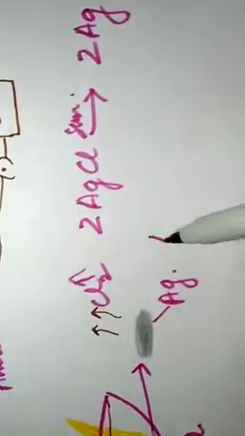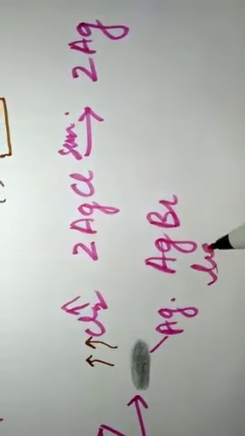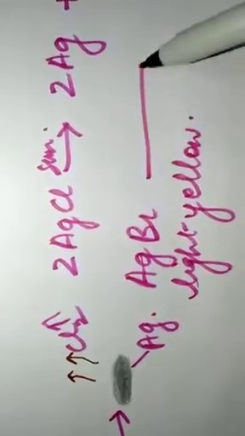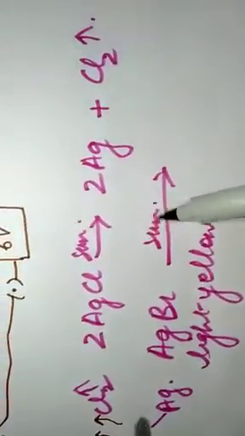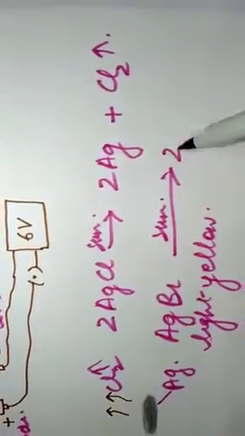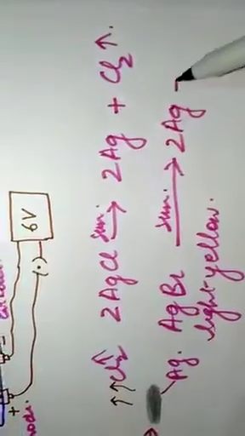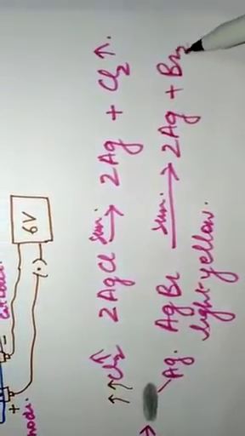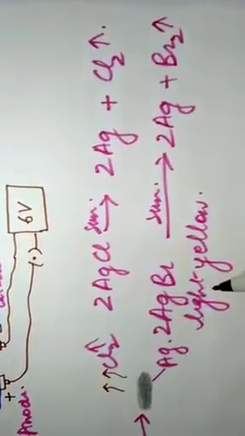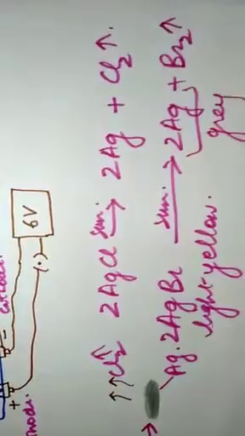Then another reaction is AgBr, silver bromide. This is light yellow in color, and if we keep it in sunlight, again it decomposes into silver and bromine gas, Ag plus Br2. Bromine gas is evolved, and this light yellow silver bromide changes again to the grey color of silver.